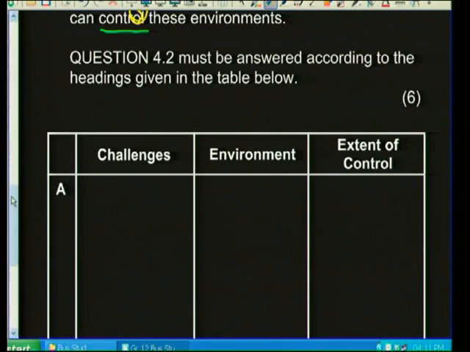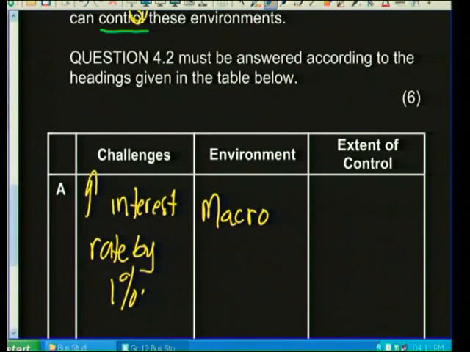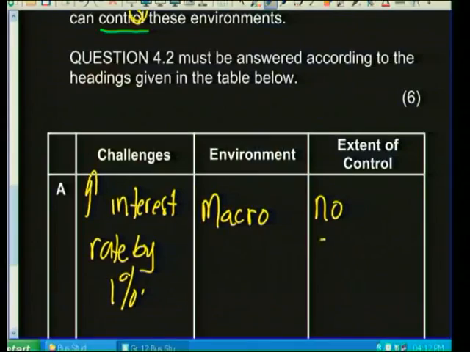So we're going to say our first challenge is the increase in the interest rate by 1%. Right, now interest rates is external, it would be in the macro environment, because it's actually the governor of the Reserve Bank who announced the increase in the interest rate. So we're in the macro environment. So that's what we need to fill in there. And now what's the extent of control? Remember from the multiple choice, macro you have no control. So that's what we need to write there. No control.